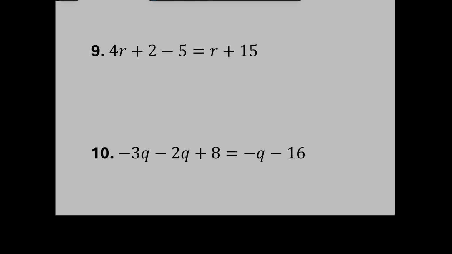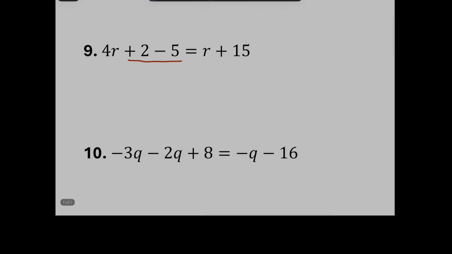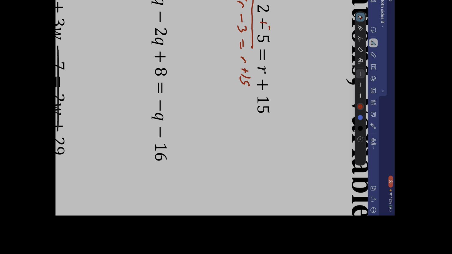And the answer is, yes, I do. If I want, I can combine the numbers right here, the plus 2 and the minus 5. So what is it? Well, I'm just going to add a line, change the sign. And when I do that, I'm going to get 4r minus 3 equals r plus 15. Now we're back to the same thing where I have a letter and a number on both sides, okay?